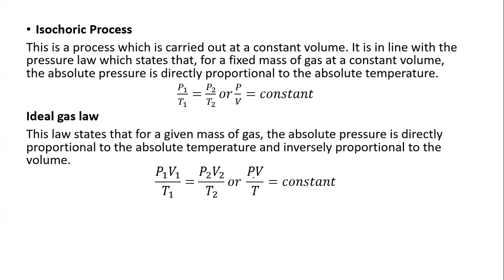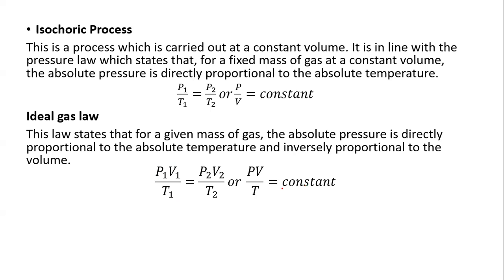Let me go through that again. We're saying that this whole thing here remains constant. For a given mass of gas, the absolute pressure is going to be inversely proportional to the volume, but directly proportional to the absolute temperature. That's the ideal gas law. So, writing it mathematically, this is it: PV over T equals constant.